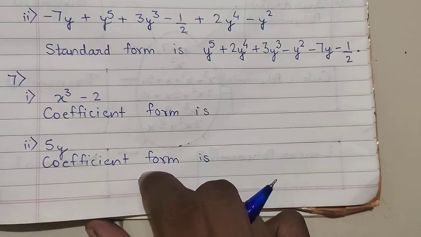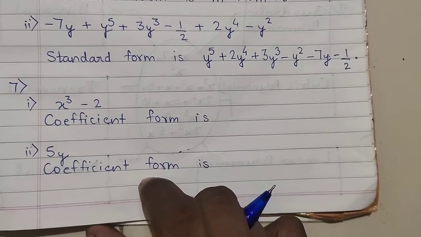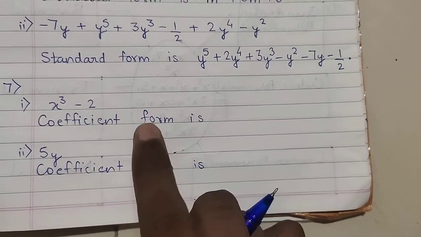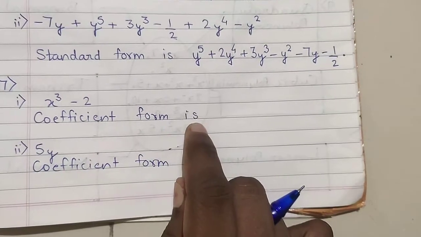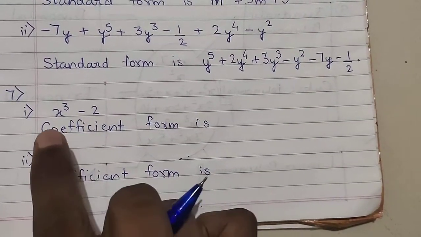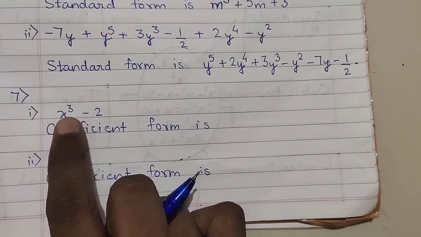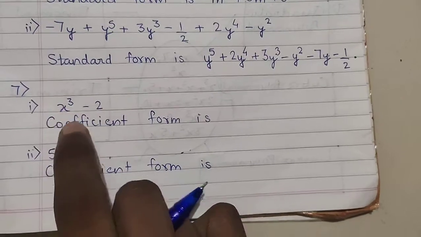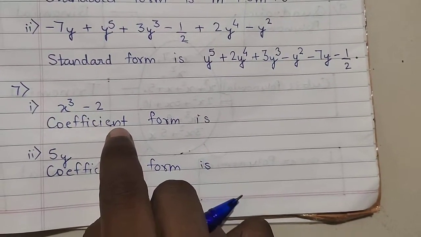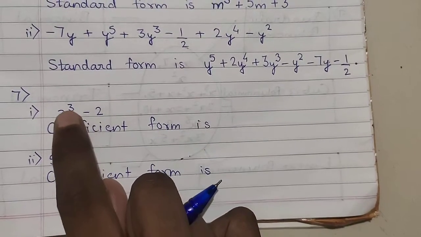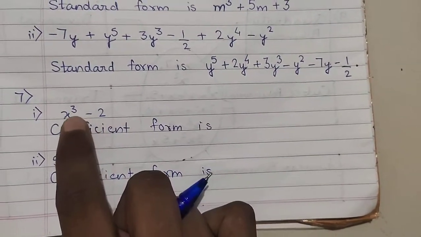And your seventh question is, write the following polynomials in the coefficient form. Now, what is coefficient form? See, coefficient means what? You have to write only the number. Okay, just before your variable, what is the number? That is known as coefficient. Now, what is coefficient form of your polynomial?